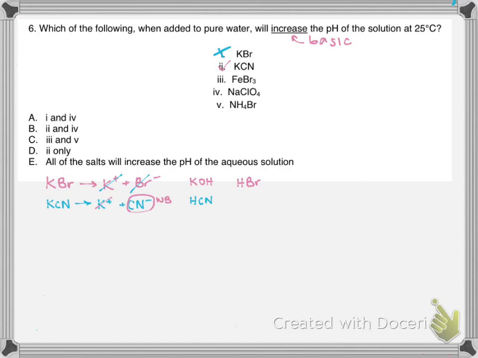And now we can look at iron bromide. This will completely dissociate to Fe3+ and 3 Br minuses. And so we already talked about how bromide is going to be a spectator, so we can ignore that.